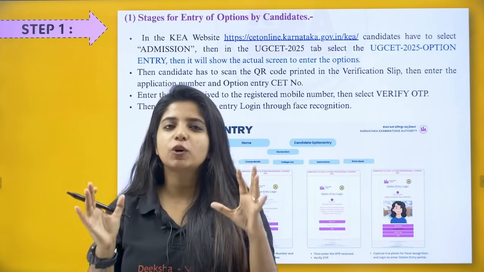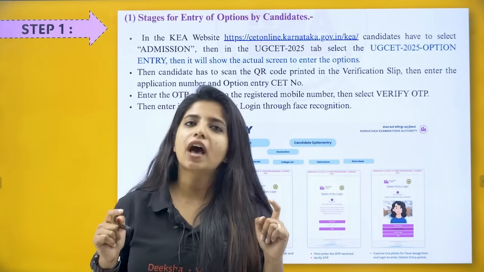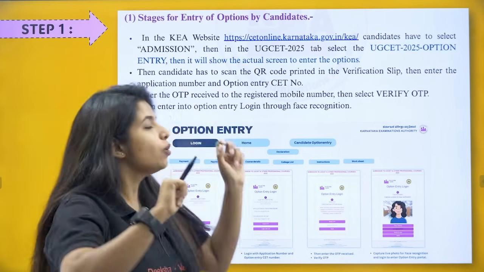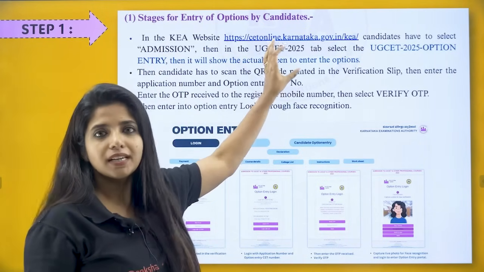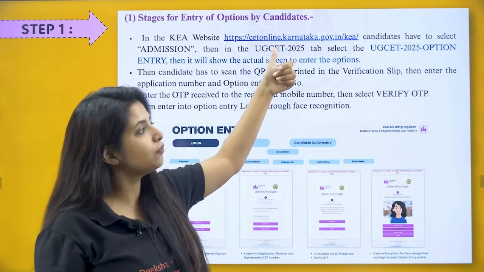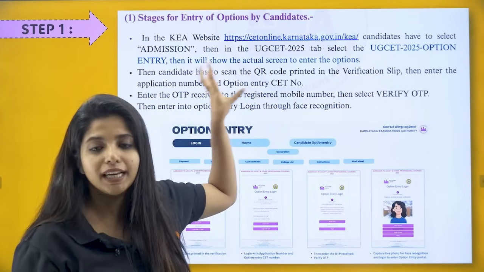Okay, so you have to go to the KEA's official website. Once you go there, you would have to go to the admissions bar, which would be at the top corner. Okay, now when you click on admissions, you would have to go on UGCET 2025. When you go ahead with clicking on UGCET 2025, there will be a list of notifications. Please click on the option entry link.